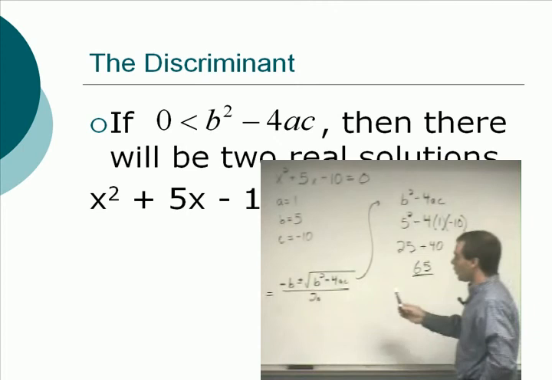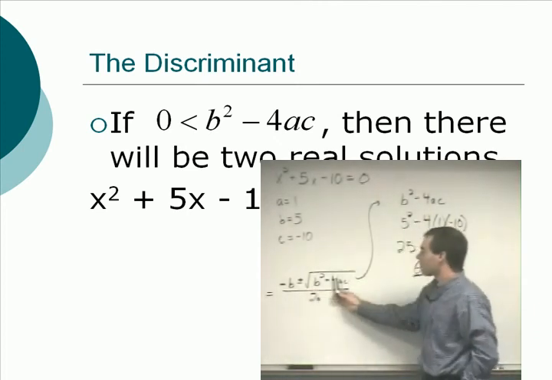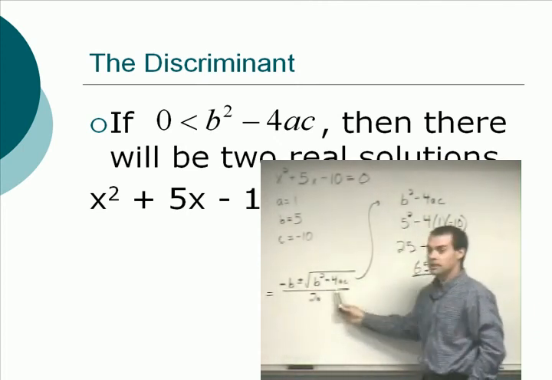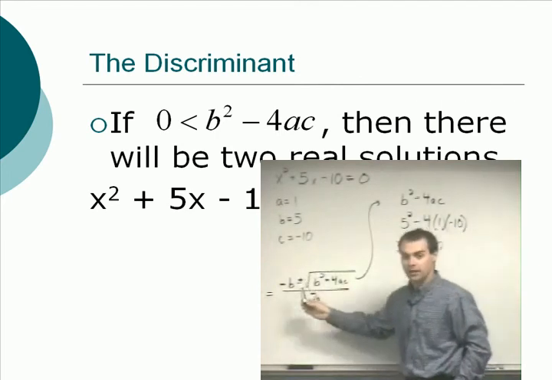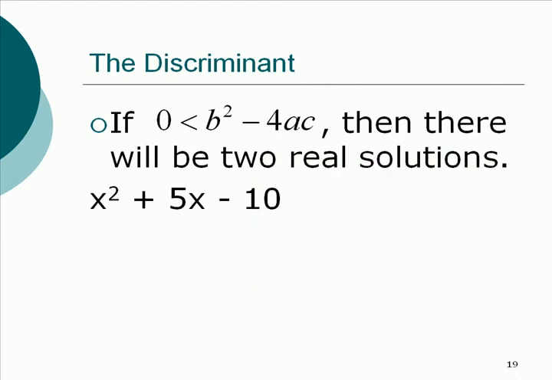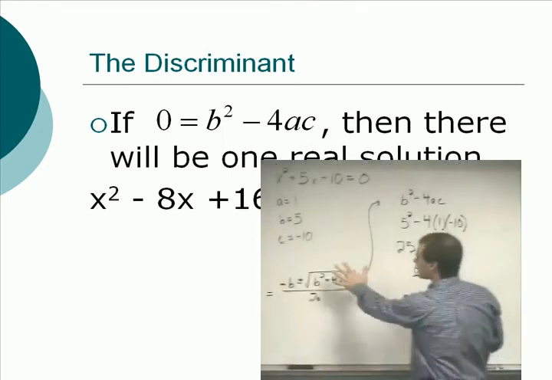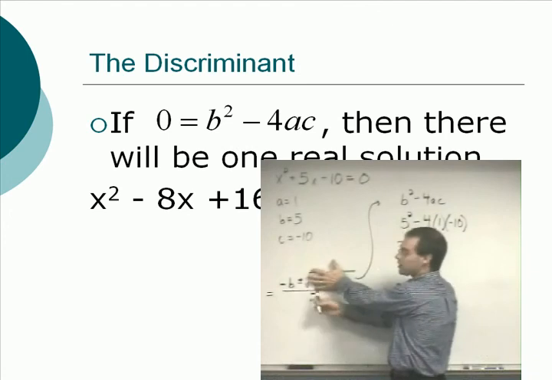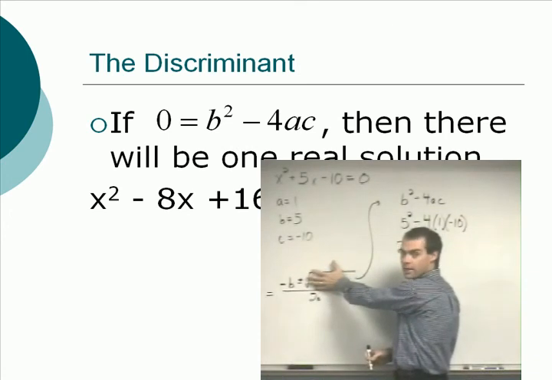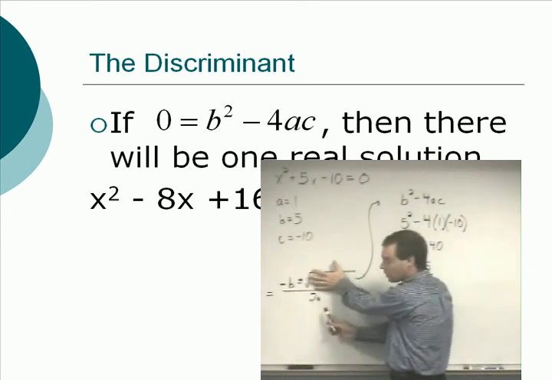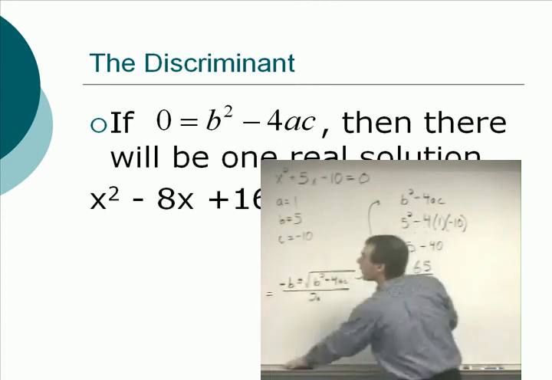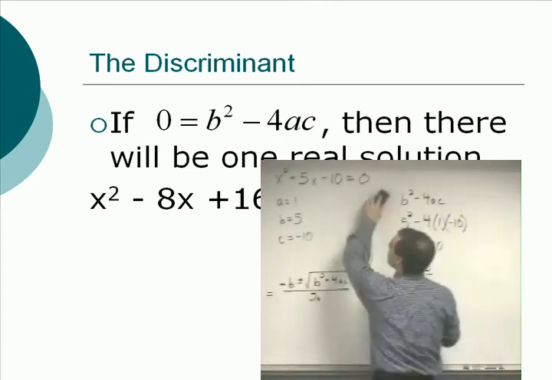Well, the second case is, what if b squared minus 4ac doesn't have any effect? Or in other words, if it's equal to 0. If your discriminant, b squared minus 4ac equals 0, then this has no value, and the plus or minus won't matter. Then you're left with one solution, negative b over 2a. Let's work out this example and see how that shakes out.